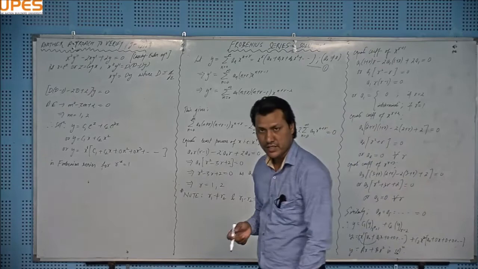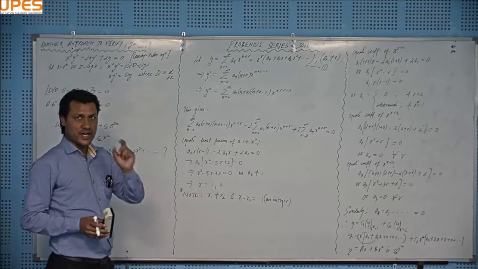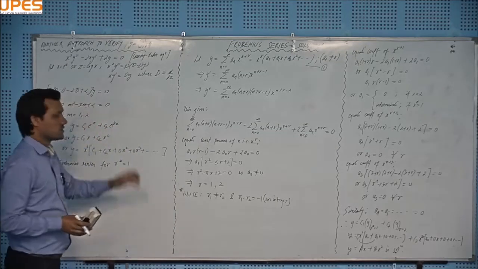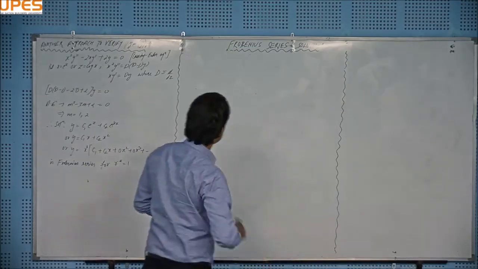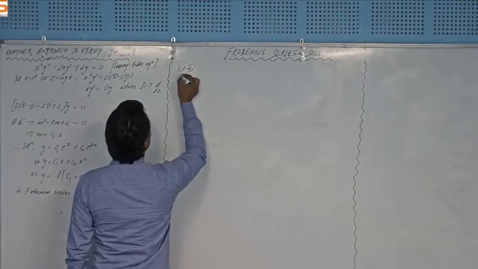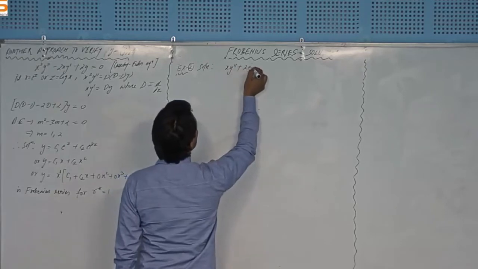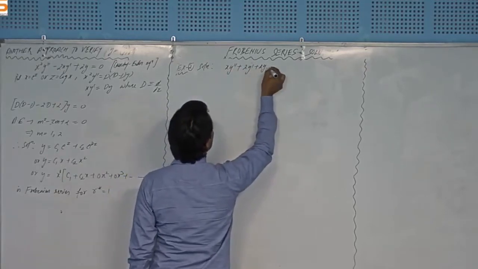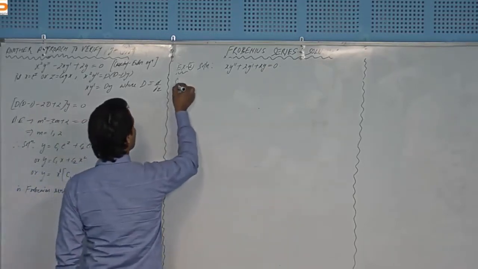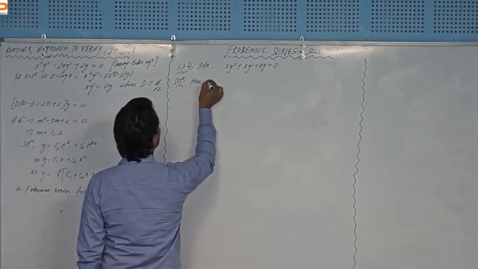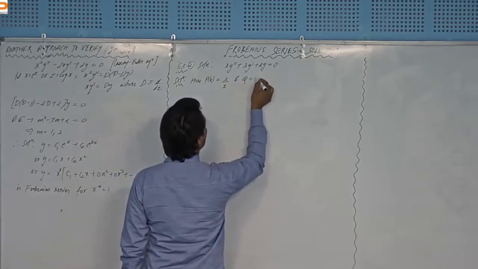And now I will take my second example, and I will use that shortcut solution, y is equal to y evaluated at r star, right? Example number 2: solve x y double dash plus 2 y dash plus x y equal to 0, right? And if you notice that your px and qx are not analytic at x equal to 0. This will become 1, I think, right?